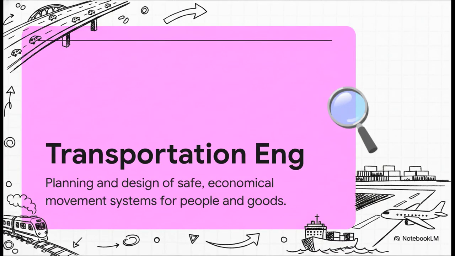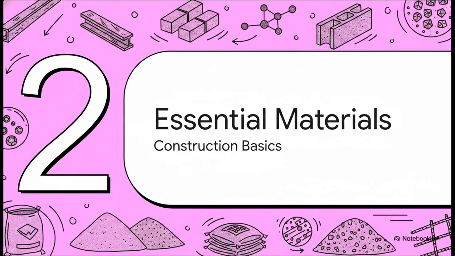And finally, let's look at transportation engineering. This branch is completely responsible for the arteries of our economy. They're the ones planning, designing, and maintaining the highways, the railways, the airports, and the ports that safely and economically move people and goods all across the globe. Which brings us to Section 2, Essential Construction Materials.